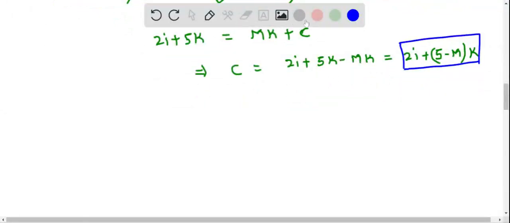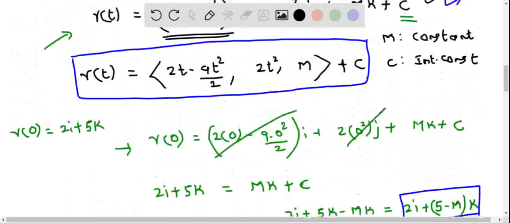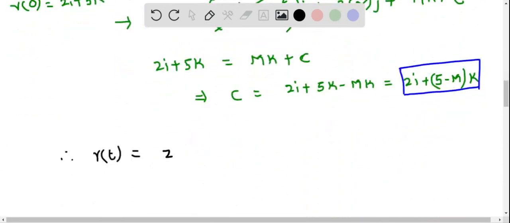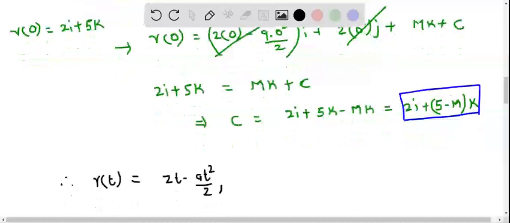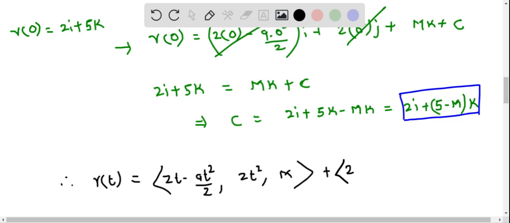So therefore, r of t equals, or else we can also substitute in this equation, which is 2t minus 9t squared by 2. This is for the first component. The second component is 2t squared, comma, m, plus the integrating constant, which is 2i plus (5 minus m) times k. I'm going to write this in component form as: the i component is 2 and the j component is 0. The k component is 5 minus m. This is for the integrating constant c.